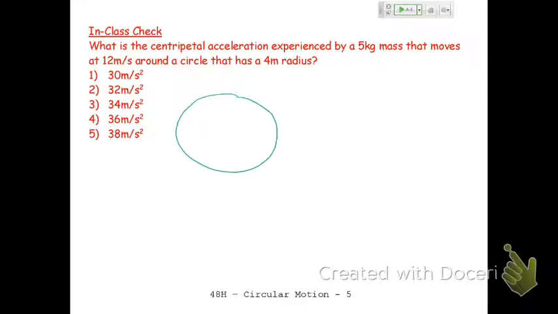So here we go. Put your mass inside the little thing. Put your velocity. Well, I'm breaking my rules here. My velocity is going to be 12 meters per second. Clockwise or counterclockwise? We'll sort that out later. We're just going to have one for the minute. Radius is 4 meters.